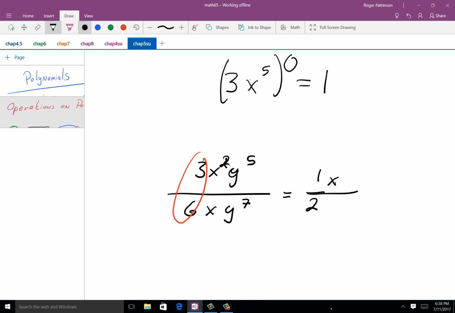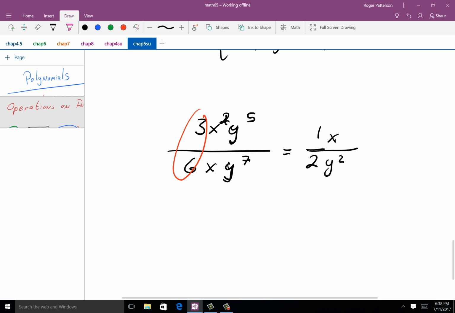Then I have y to the 5th and y to the 7th. So I have 5 y's on the top and 7 y's on the bottom. So 5 are going to cancel. Gives me 2 on the bottom. Okay? So that's what that would look like. So basically, we're using the properties of exponents where we're subtracting, okay? But you can think of it also as kind of a cancel thing.